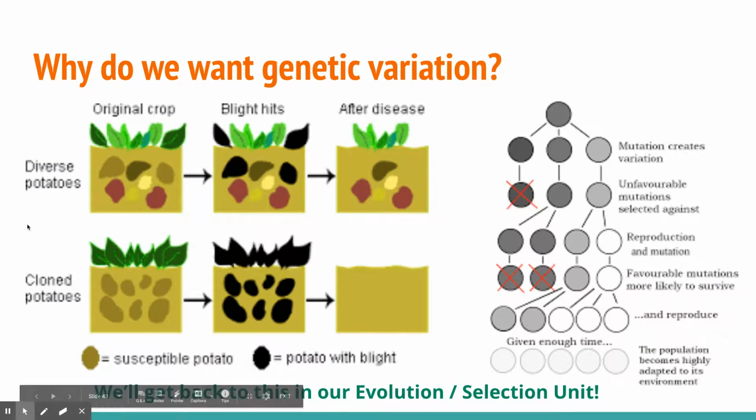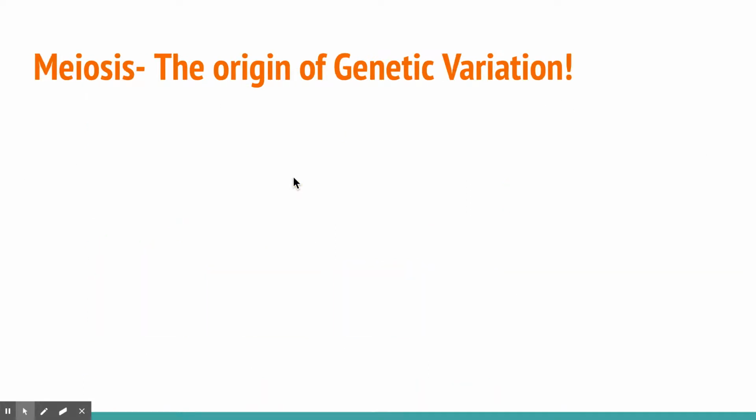Okay. So why do we want genetic variation? We'll talk about it a little bit more once we come back in quarter 4 and talk about evolution and selection. But pretty much we want diversity. Clear and simple, genetic variation creates diversity. So if you look at these potatoes, it's a difference between the same type of potatoes and different potatoes.